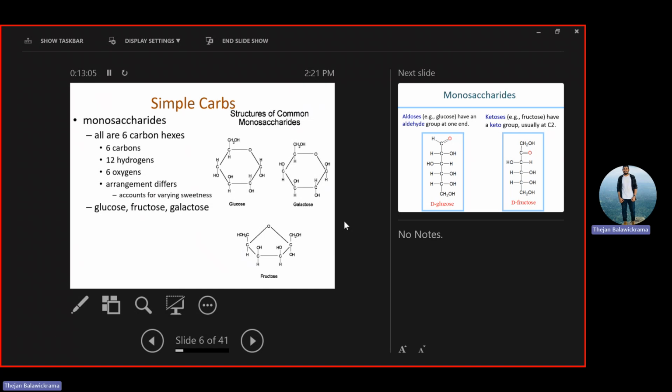So when the arrangement is different, the properties are also very different. What we do with glucose cannot be done with galactose. And even though fructose has the same molecular formula, it is going to be different. So these simple carbohydrates, structure-wise, are going to be different.